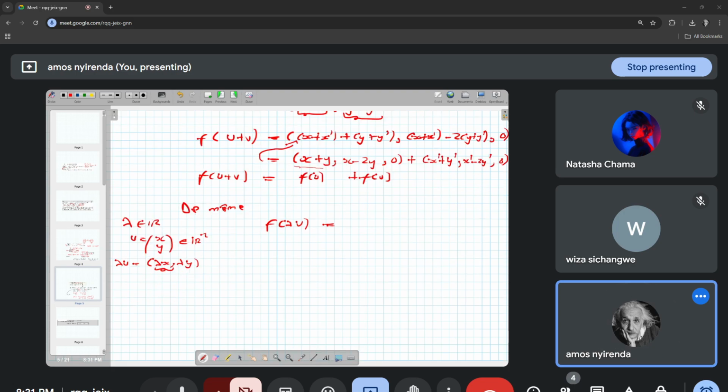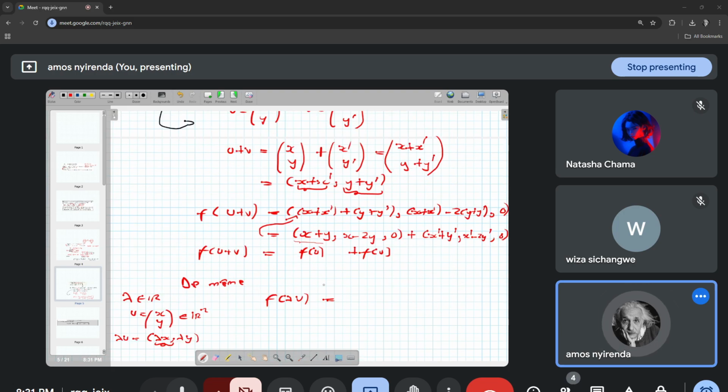And so, if we do that, what are we going to get? If we apply the function f, the result is on the right. So we're going to have λx + λy, comma, λx + λy, comma, λx − 2λy, and then comma 0.